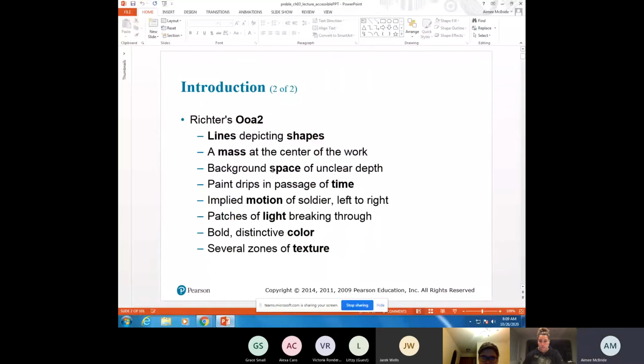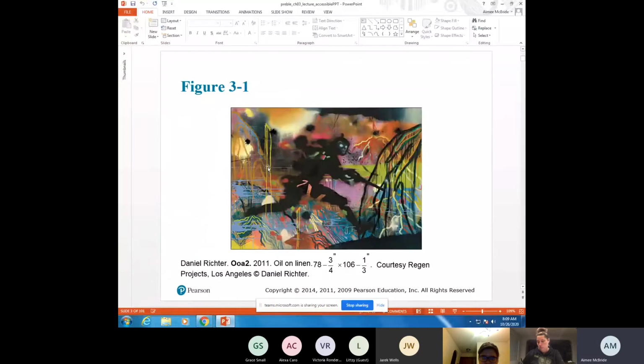And then, of course, you see an unclear space or depth with the background. So what he's done with this particular composition is he has made a foreground and a background. The foreground here is where that man is running on the ground. And then you can see an unclear, undefined background behind him, kind of like a landscape.